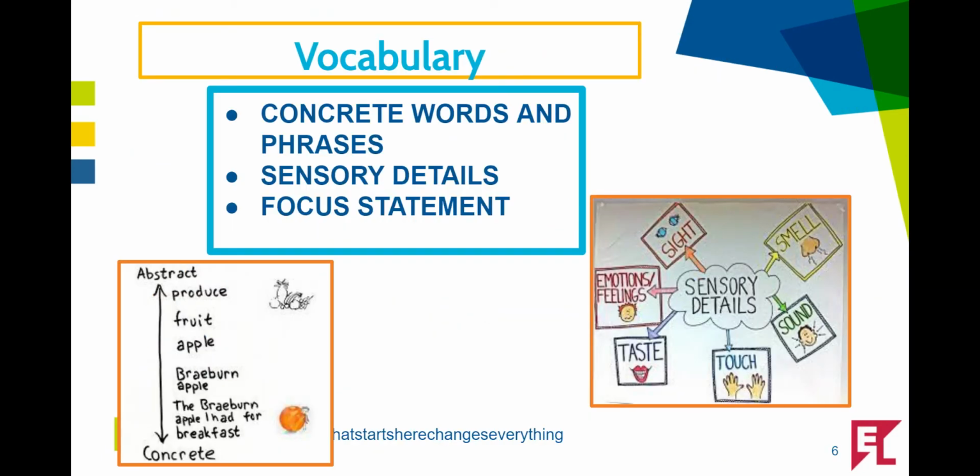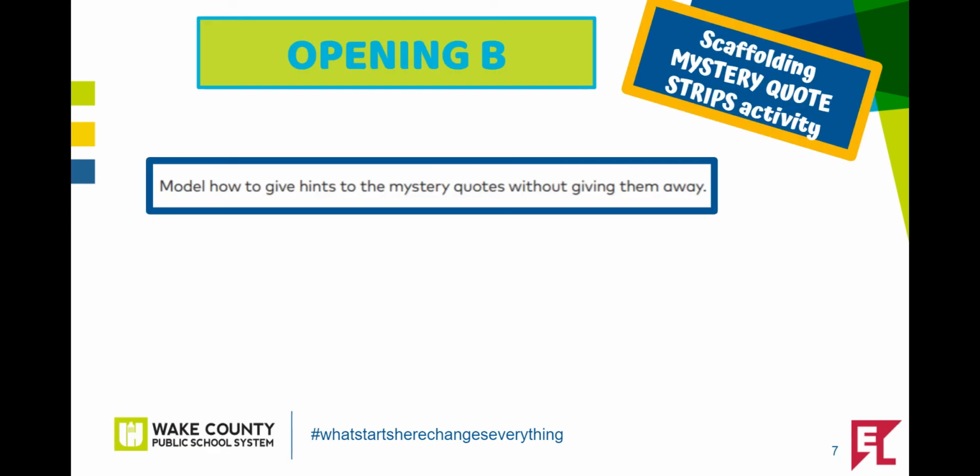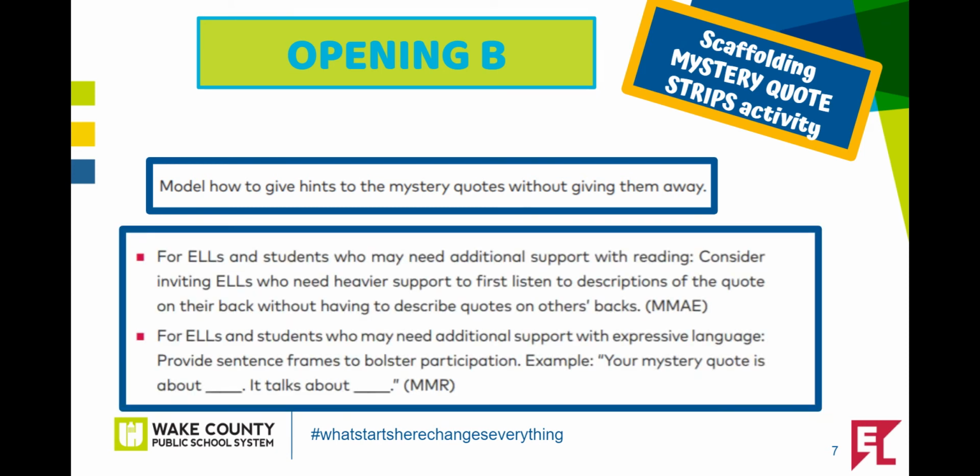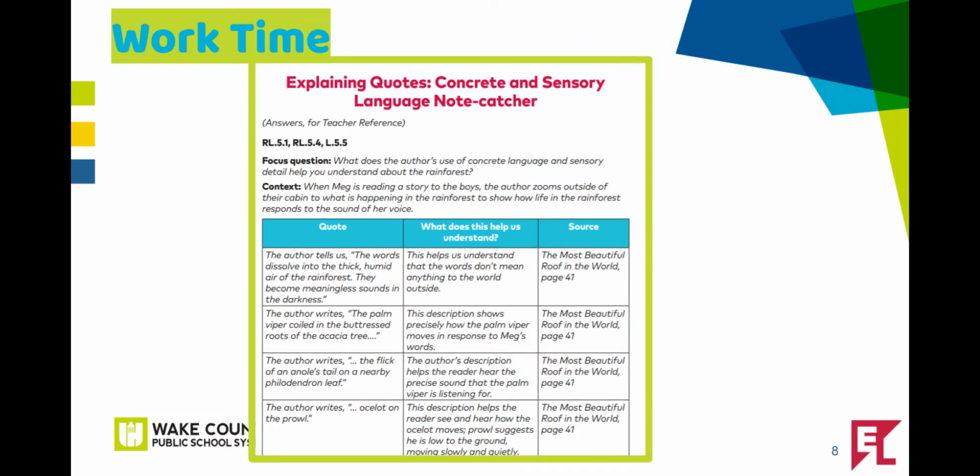The vocabulary in this lesson is mainly vocabulary that students understand, what is meant by concrete words and phrases and sensory details, and what a focus statement is. Consider displaying visuals to use as examples of sensory details and of concrete words and phrases. For opening B, there are several ways you can scaffold the mystery quotes activity for students. Make sure to model how to give hints to the mystery quotes without giving them away. Certain students can first listen to descriptions of the quote on their back without having to describe quotes on others' backs. You may provide sentence frames to bolster participation. For example, your mystery quote is about, it talks about.